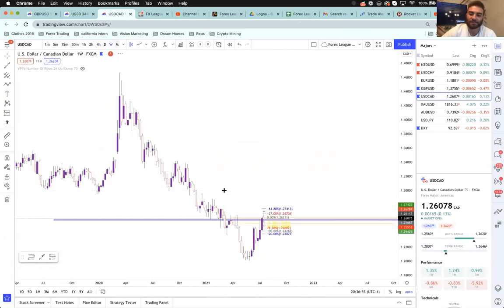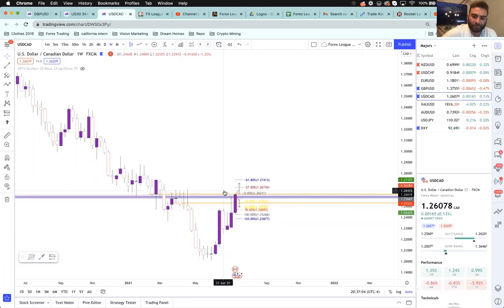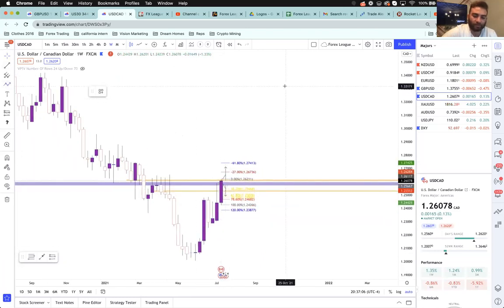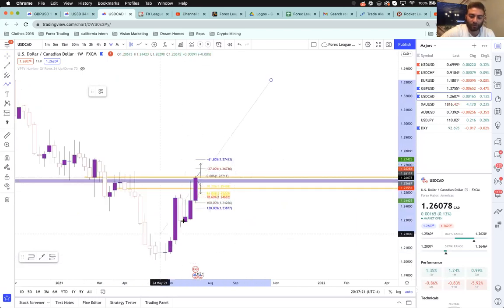I wish we could actually see where price is at right now, but I'm sure it hasn't really moved much. So let's see right here, weekly time frame. If you've been following us, I've gone over this on every call the last couple of weeks. We've been riding this weekly bearish trend on UCAD, breaking support, retesting as resistance, breaking support, retesting. Now look where we're at.